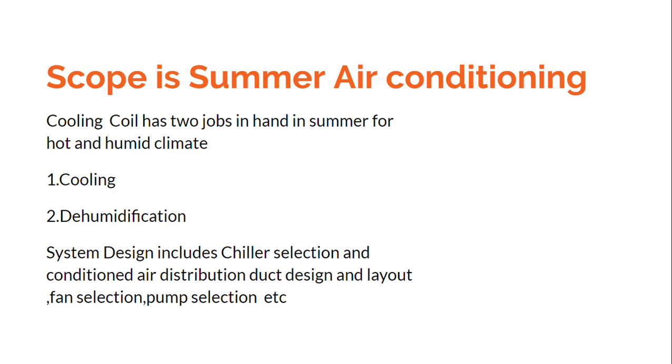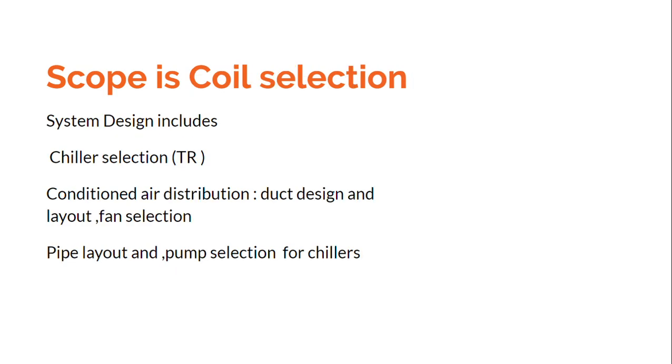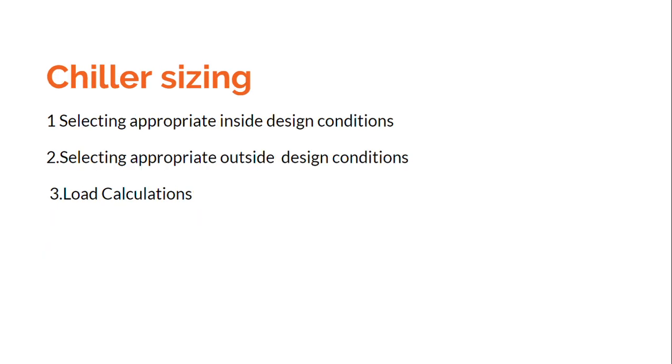The system design would also include the duct design, the duct layout, fan selection, pump selection, but that is not the scope of the lecture. So by design, we would be discussing only the selection of the capacity of the refrigeration unit or the cooling coil in terms of refrigeration. So that is what I had said, that the scope is only the coil selection and not the duct design or fan selection or pump selection.